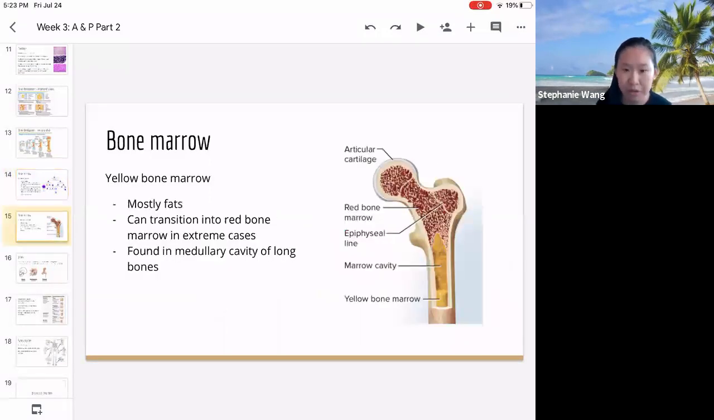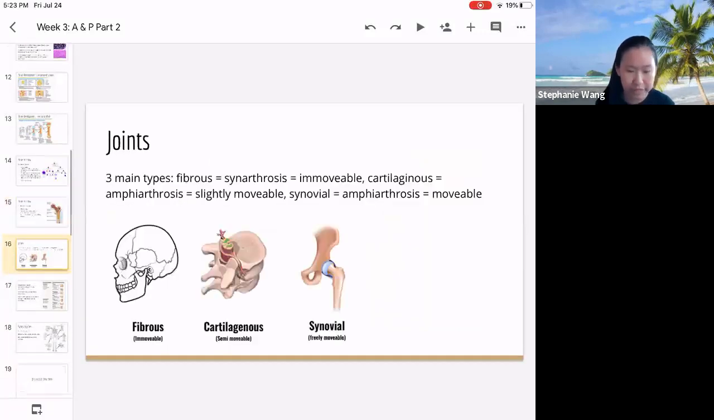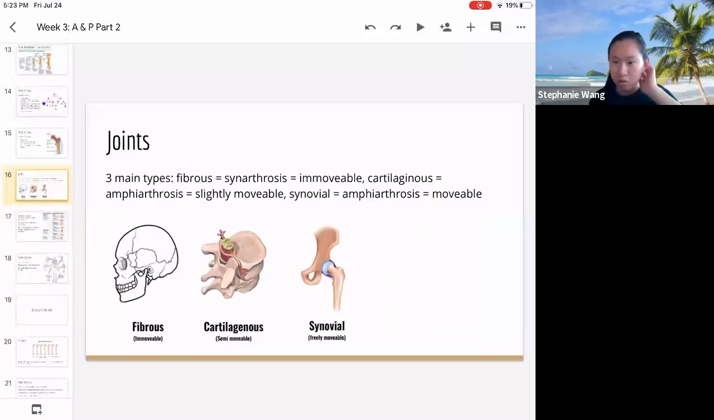And the red bone marrow is found in spongy bone. Okay, next we'll talk about yellow bone marrow. Yellow bone marrow is not as interesting as red bone marrow. It's mostly fats, but it's used for energy storage. All right, next we're gonna talk about joints. Oh, is the bone marrow the spongy bone, or are they different?